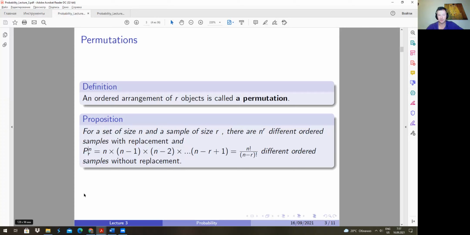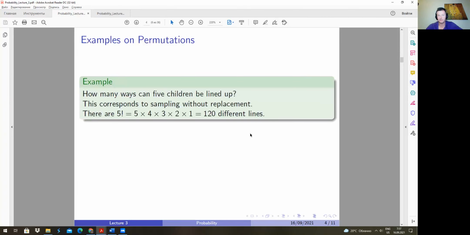So it's 5 out of 5. We calculate it as 5 times 4 times 3 times 2 times 1, which is n factorial, and n minus r is 0 factorial, which is 1. Exactly, so we can build 120 different lines. Those who wrote their answers in chat, you were correct. All of you.